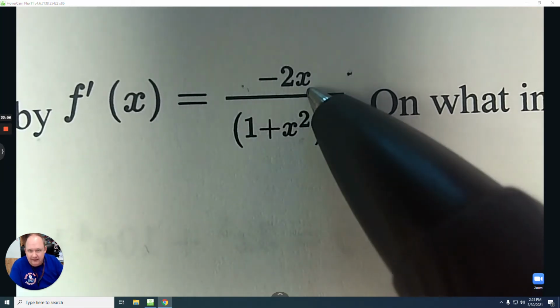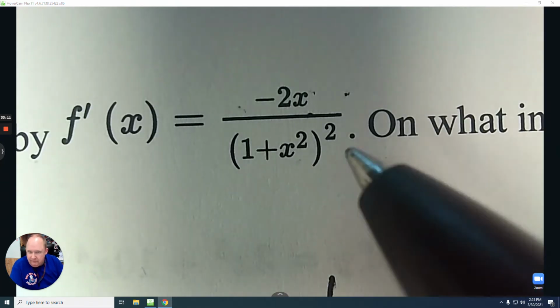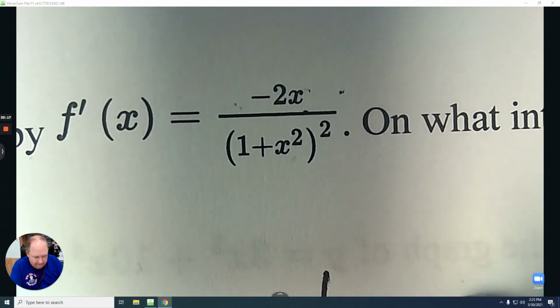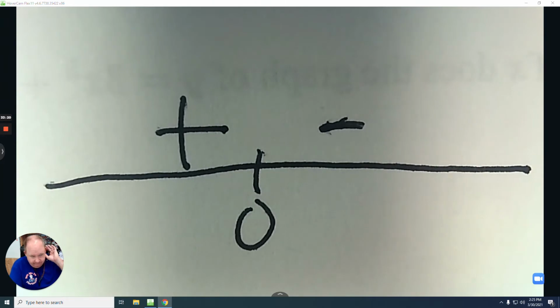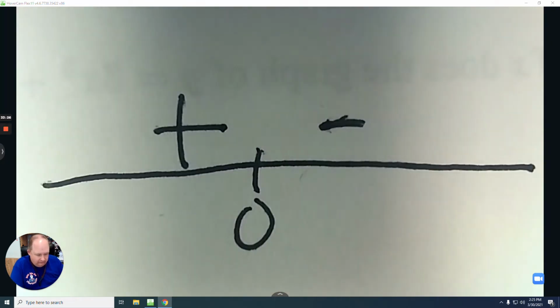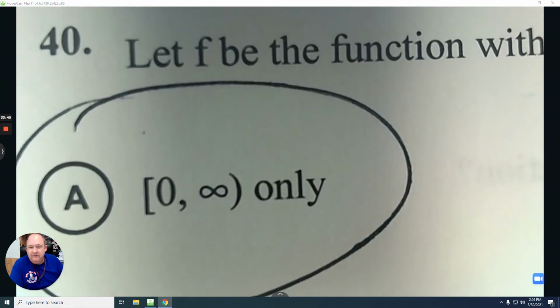So the only number I really need to look at is 0. If I plug in a negative number, a negative times a negative is positive. The bottom will always be positive. If I put in a positive value, the numerator will be negative and the denominator will be positive. So that's what I'm looking at. That means the function is increasing up to 0, and then after 0, it's decreasing. So where is it decreasing? From 0 to infinity and beyond. So that answer would be A. That's where it's decreasing.